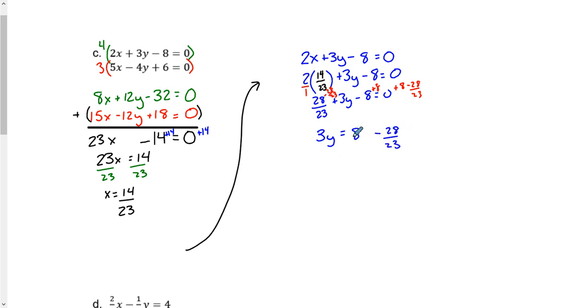Of course, I can't add these, not as they are. In order to add my fractions, I need a common denominator. Well, in order to get that common denominator, I'm going to multiply this by a funky form of 1, which means I'm going to multiply it by 23 over 23, giving me 3y, 184 over 23.